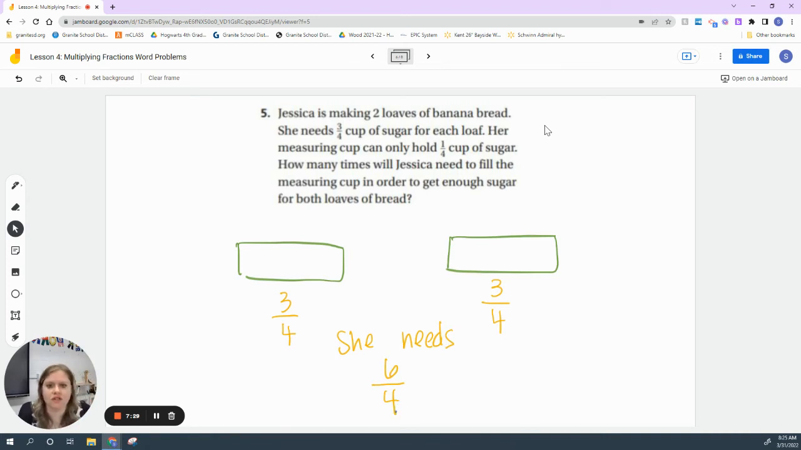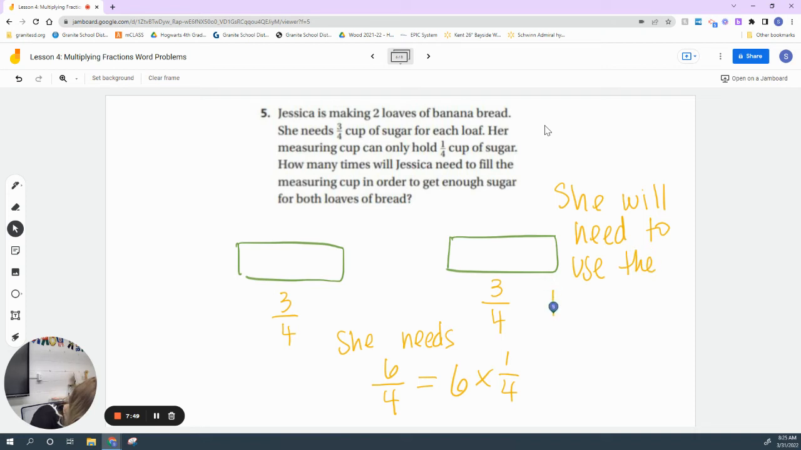How many times is she going to have to use a 1/4 measuring cup? 6 times, you're right, 6 times. Or she will need to use the measuring cup 6 times. Brilliant. I think we have one more. Yes, we have one more.